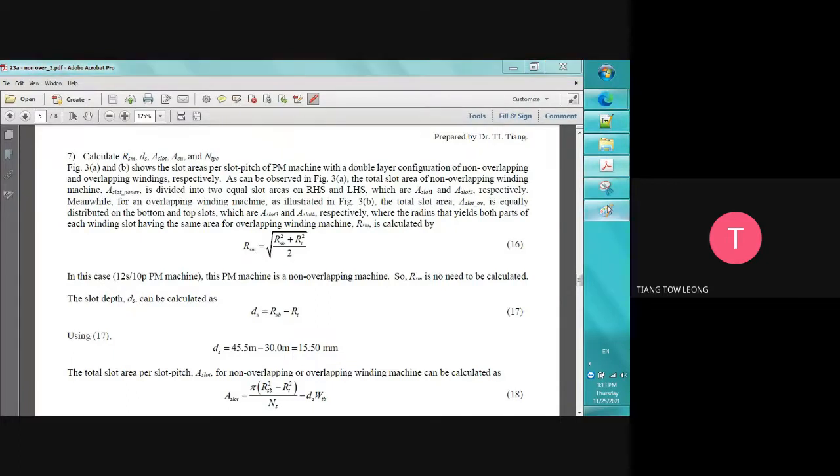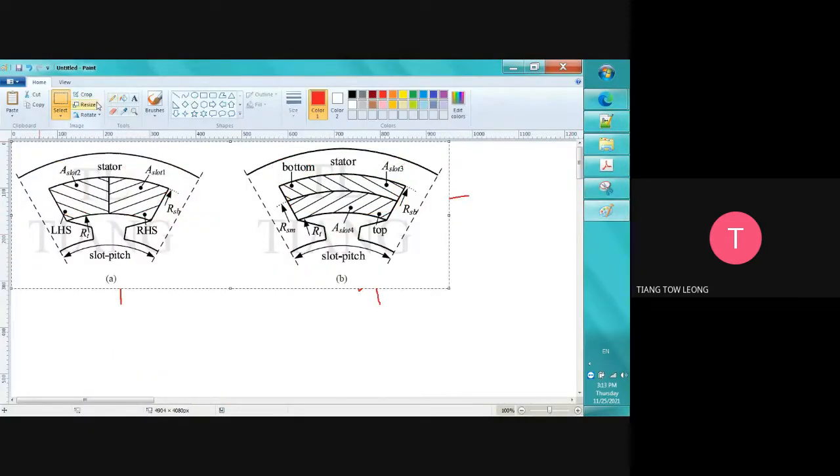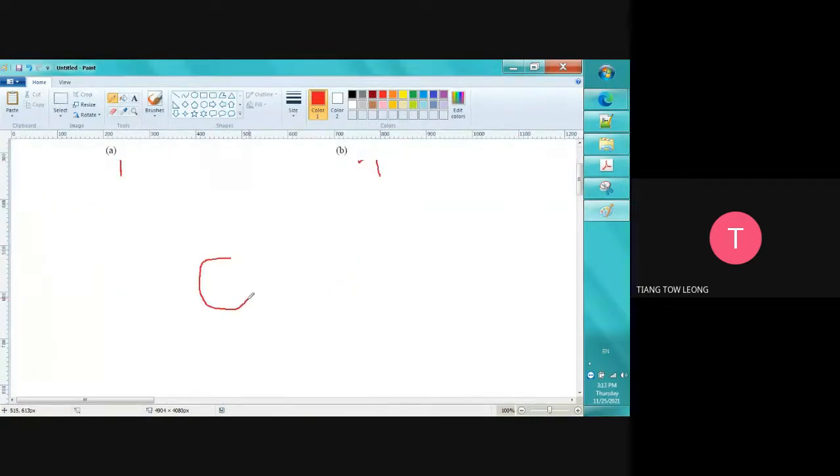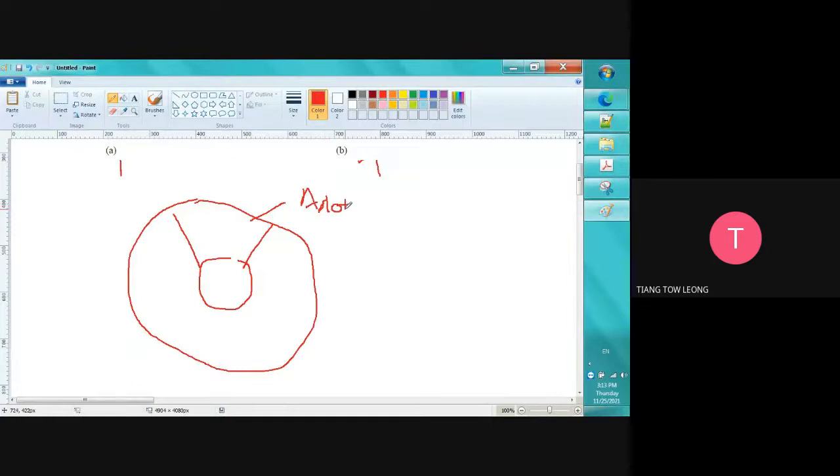How to derive it? Okay, so now imagine we have a motor and this is the winding, A slot overlapping, and then we know that we need to have an RSM. Then this is A slot 3, this is A slot 4. So we know that A slot 3 must equal A slot 4.